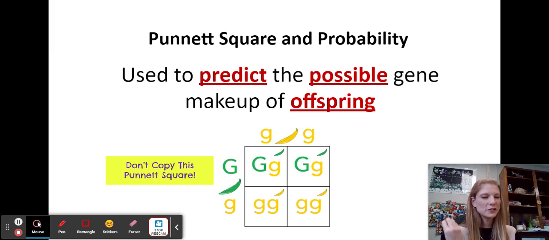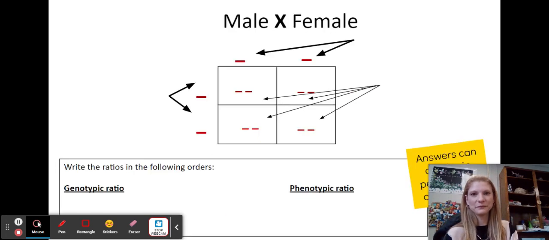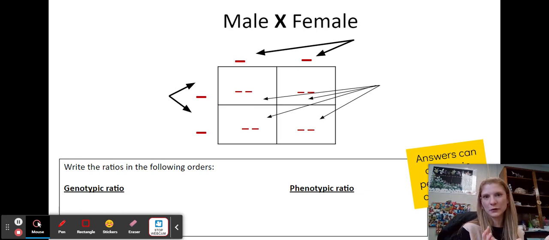We can do these predictions in our head, and many of you can already do that. However, a Punnett Square is used to prove your predictions and show the likelihood of getting different genotypes in offspring. And here's how we set them up. At the top of the screen, you see it says male, X, female. This is how we represent the two genotypes that are used in a test cross, is what we call it.